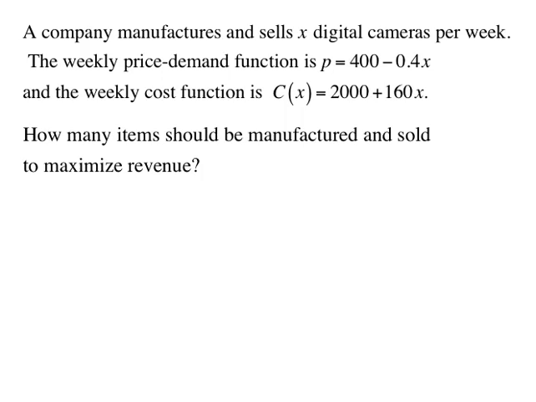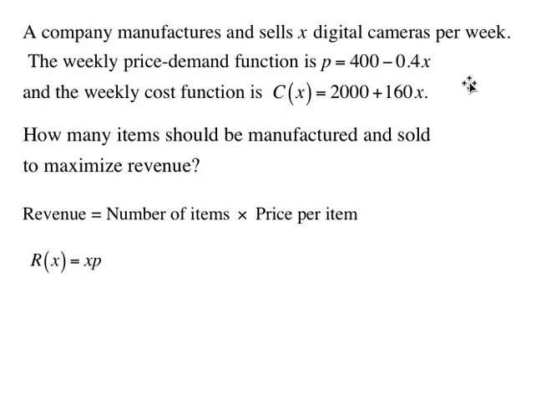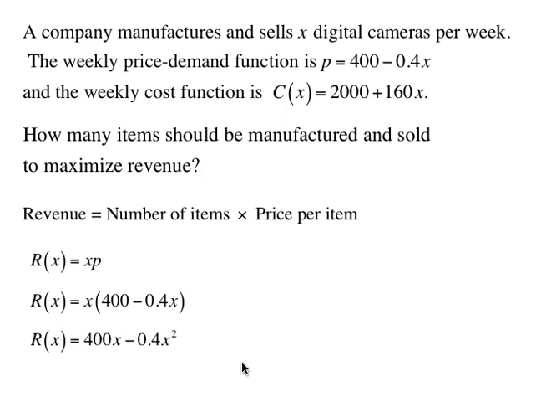So we have to define revenue. x is our demand and p is our price. Revenue is the demand, number of items, times price per item. So the revenue function is x times p. So we get x times (400 minus 0.4x) is our revenue function. Distributing that, we get revenue function is 400x minus 0.4x squared.